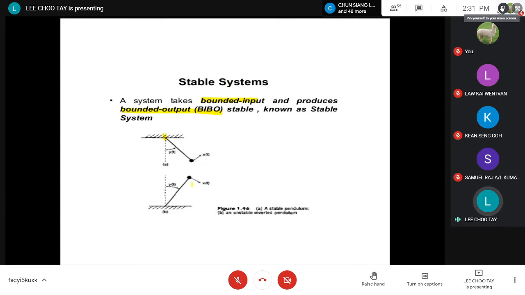But if you have an inverted pendulum in the bottom case here, you mount the pendulum on the floor, and you release it from any height, you see that it won't swing, it will straight away fall. So that is called an unstable system, because the output, you know that it definitely goes down, it won't swing.